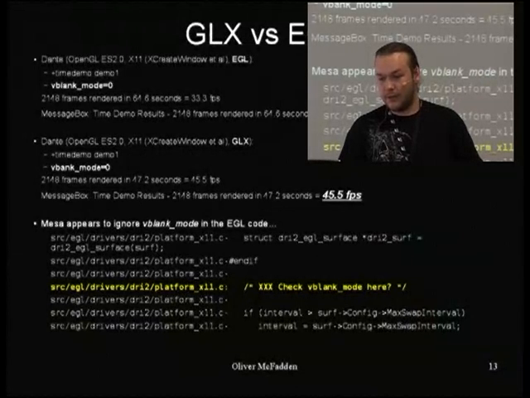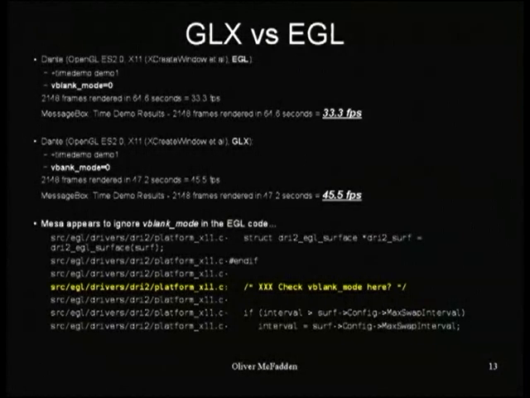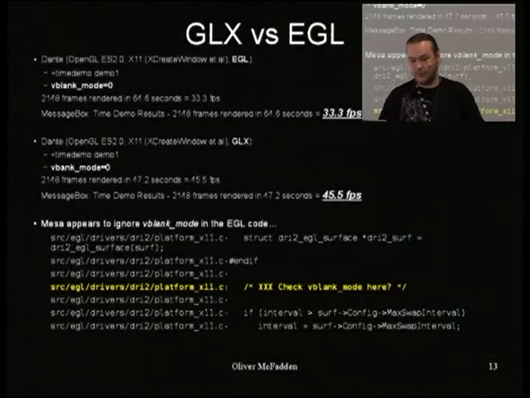So another bug that I found was in GLX versus EGL. This is running exactly the same time demo, so the demo 1. It runs quite a bit faster. You can see 33.3 FPS on EGL and 45.5 FPS on GLX. And that's basically because we have that nice fix me there to check the VBlank mode. So we should fix that.